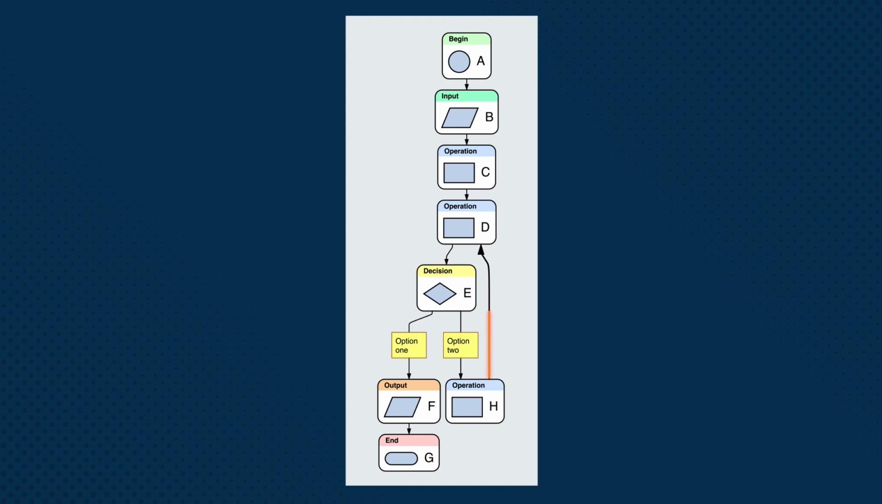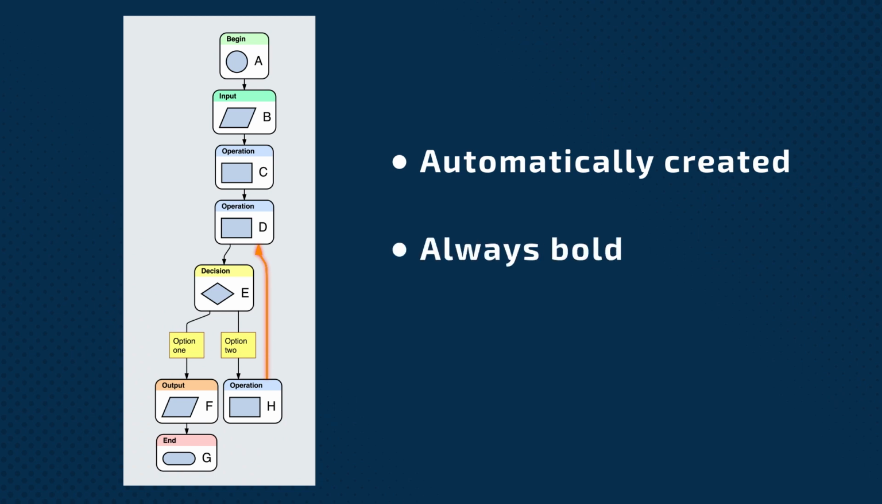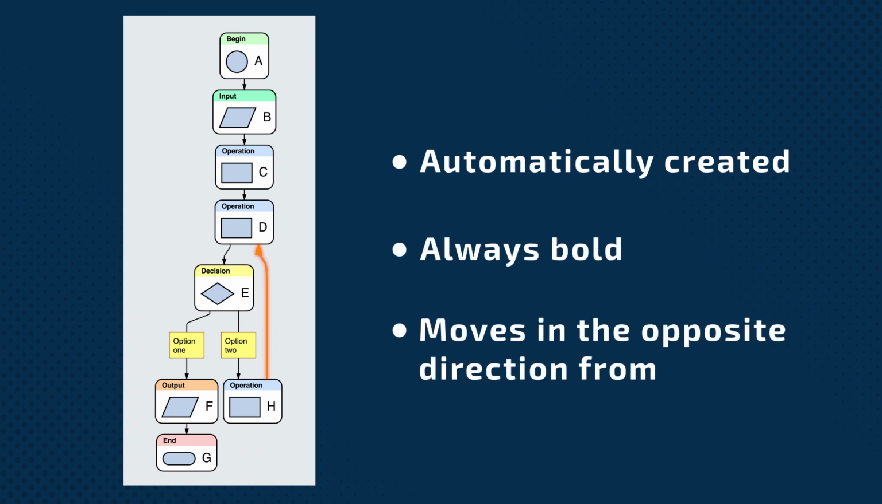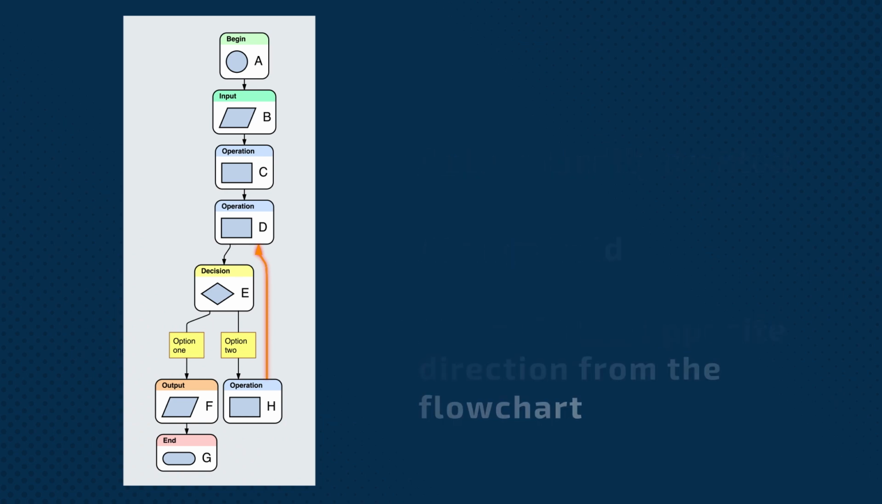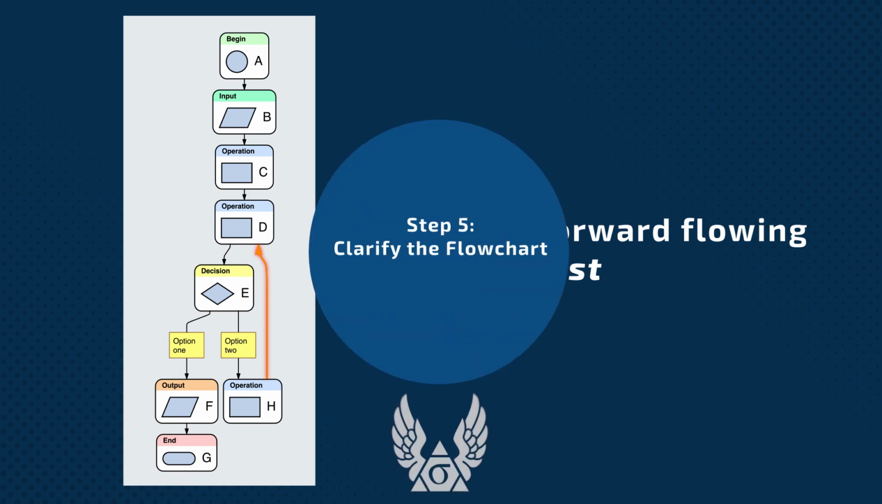This backwards flowing arrow is called a back edge. Flying Logic automatically creates a back edge when it detects that it cannot connect two entities without creating a loop. Back edges will always be bold and will move in the opposite direction of the flow in the rest of the diagram. For this reason, it's also important to ensure that the forward flowing edges are created first, so that Flying Logic is able to detect and create back edges for loops.